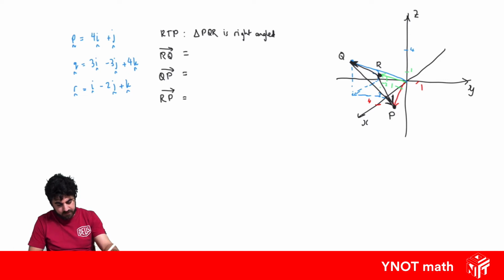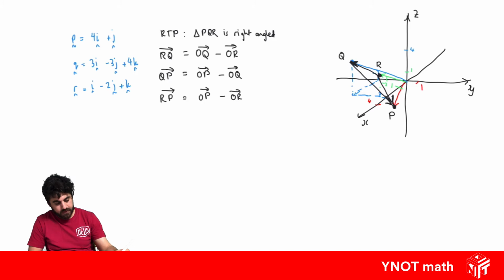Now all of these vectors, R to Q can be expressed as O to Q minus O to R, using some simple vector subtraction. QP can be O to P minus O to Q, and R to P can be OP minus OR. And remember, these original vectors can be thought of as OP, OQ, and OR, because they're all from the origin.